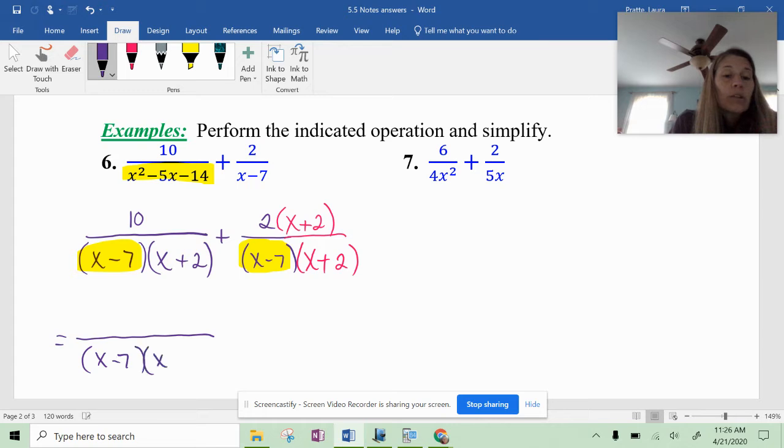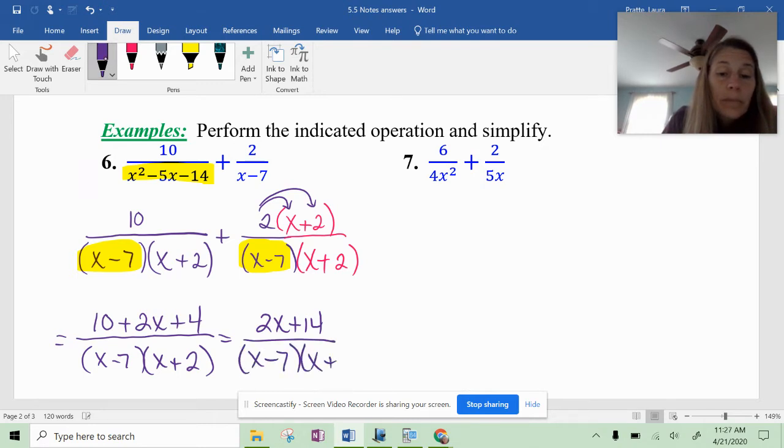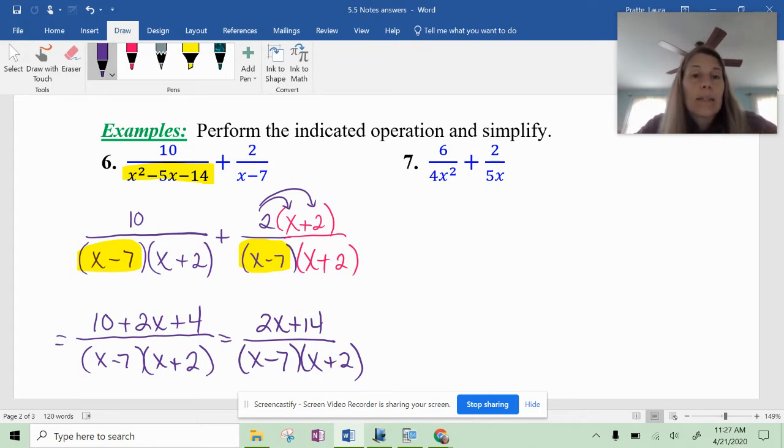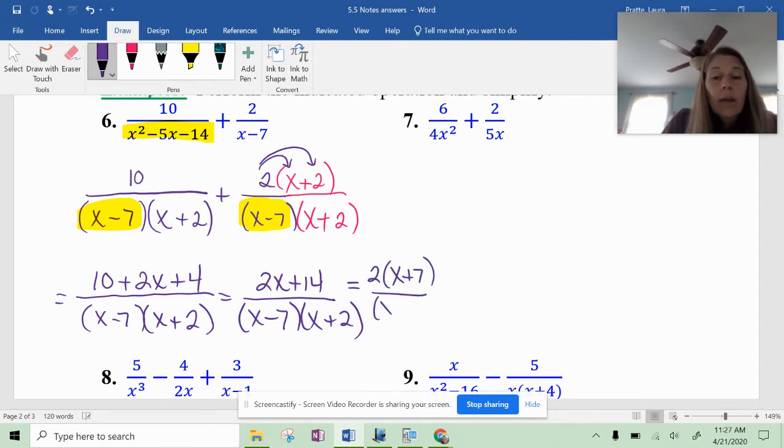When you add the two fractions, you just put that least common denominator on the bottom once, and then we're going to do 10 plus, and we're going to distribute that 2 there, so plus 2x plus 4. Then if there's any simplifying that needs to happen, which here there definitely is, so we have 2x plus 14 over that common denominator. And then it looks like I can still take out a GCF on this top part. So if I take out a GCF of 2, I'm left with x plus 7, and then my common denominator is x minus 7, x plus 2.